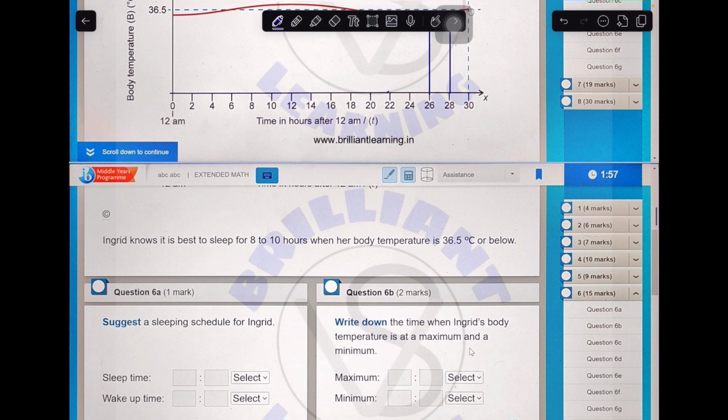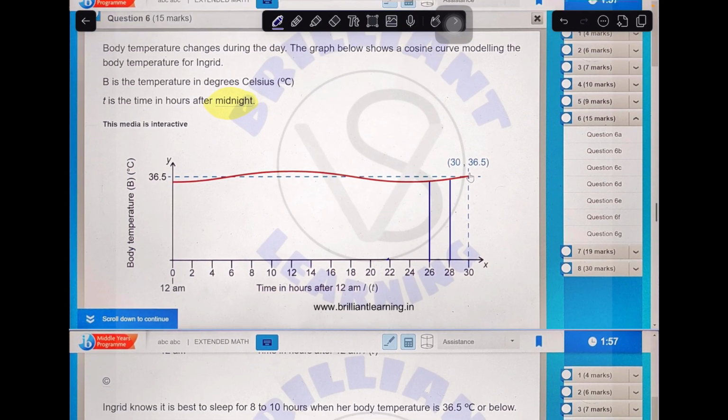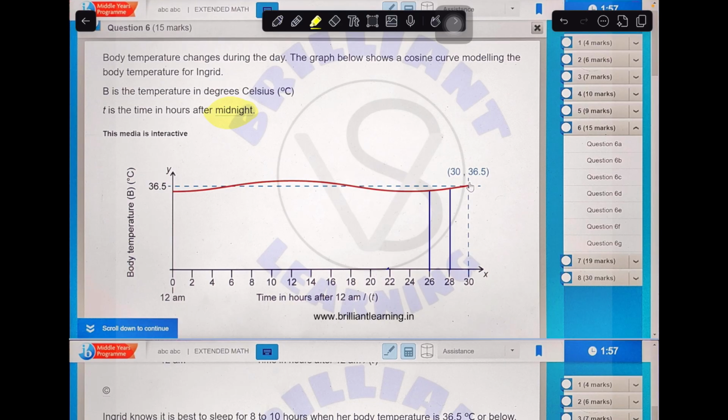For question 6a, we are told Ingrid knows it is best to sleep for 8 to 10 hours when her body temperature is 36.5 degrees C or below. Let me just take a look at my graph and identify where she can be asleep.